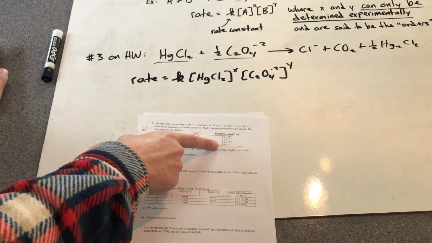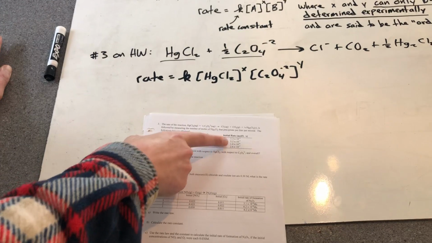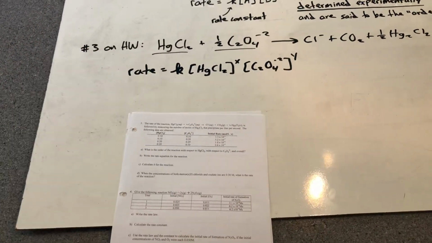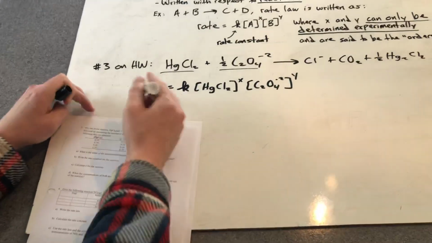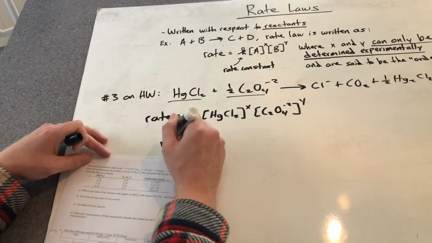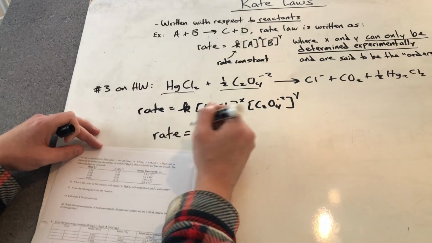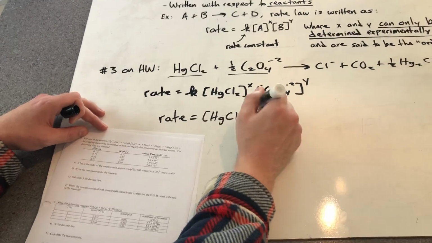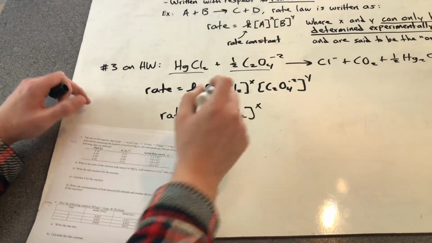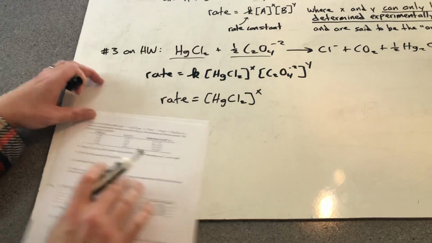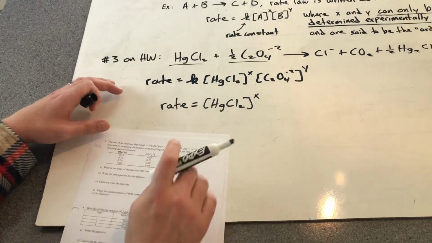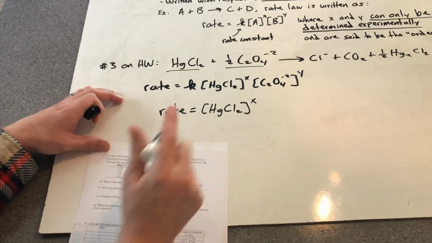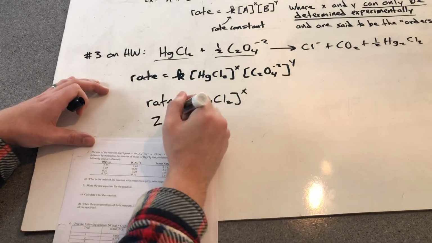1.3 times 10 to the minus 7 to 2.6 times 10 to the minus 7, we see that the rate is also doubling. So to figure out what the exponent is going to be for HgCl2, we're going to isolate the parts of interest, which is just rate equals the concentration of HgCl2 to some power. So we're going to break this down to just deal with the things we're looking at in the data table. The rate went from 1.3 to 2.6, so we doubled the rate. So I'm going to put a 2 in here for rate.